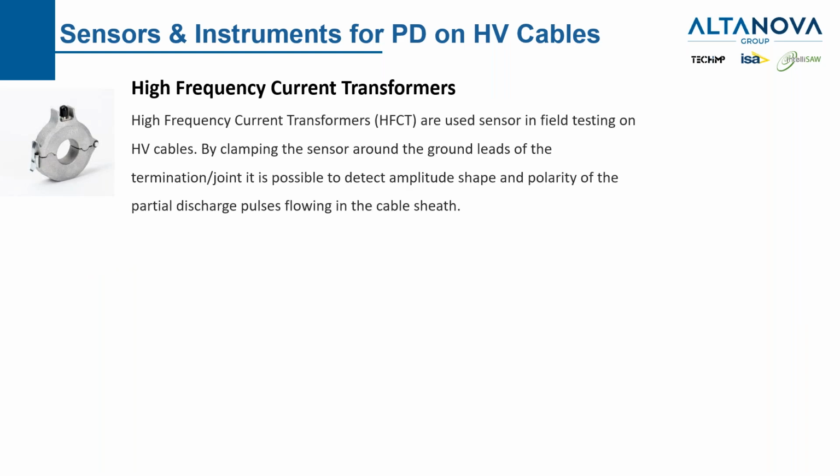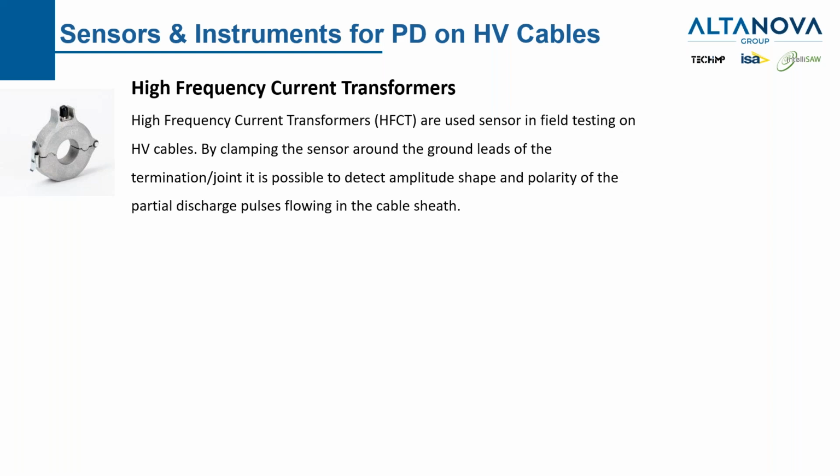The second sensor we're going to see is the high frequency current transformer. I will call it HFCT from now on. These sensors are used especially in the field testing for high voltage cable. These sensors shall be clamped around the ground leads of the termination or of the joints where the PD pulse will flow. And we will detect it thanks to this high frequency current transformer.